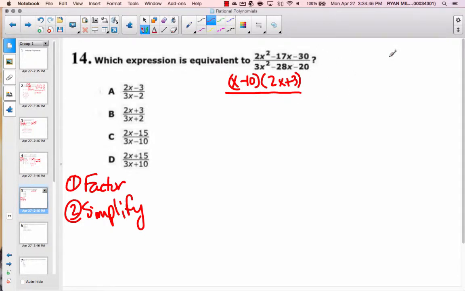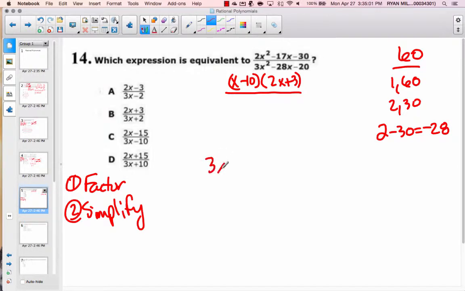3 times 20 is 60 again. I'm trying to make negative 28, so I've got 1 and 60, 2 and 30. I can make negative 28 out of 2 and 30 if I do 2 minus 30. So I'm going to have 3x squared plus 2x minus 30x minus 20. Throw in my grouping symbols.